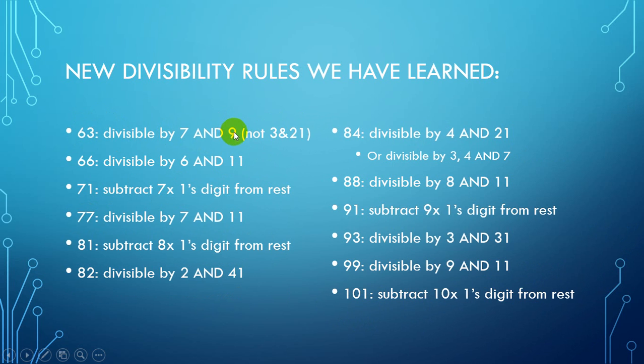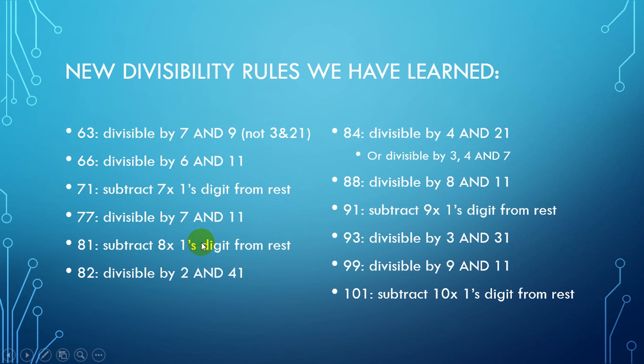So divisible by 7 and 9, that's just making a note here that you can't use 3 and 21, which we just learned. So stick to 7 and 9 to test for divisibility by 63. 66, divisible by 6 and 11. 71, you subtract 7 times the ones digit from the rest. 77, divisible by 7 and 11.